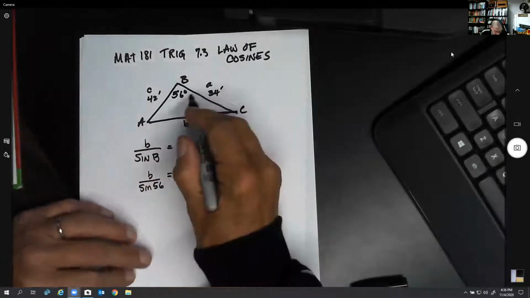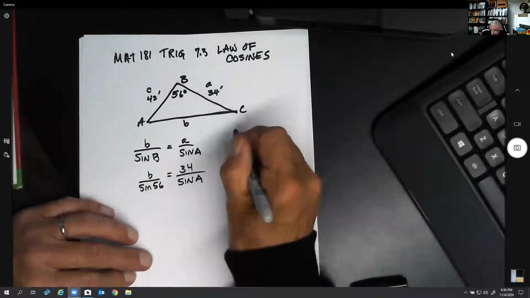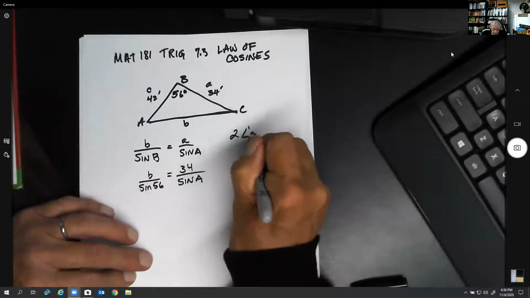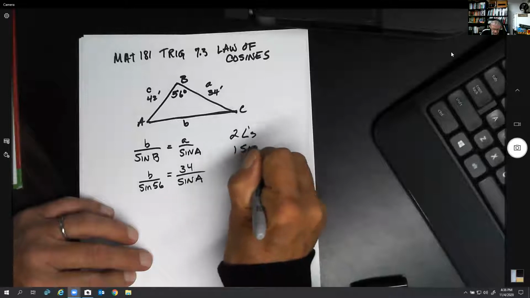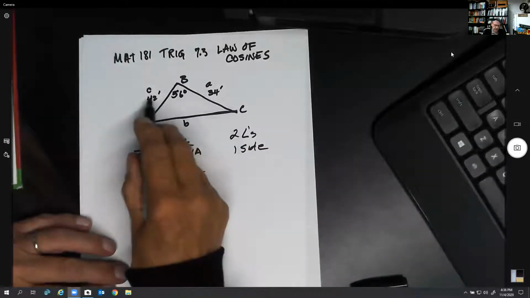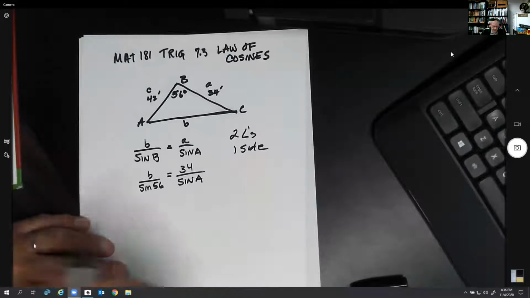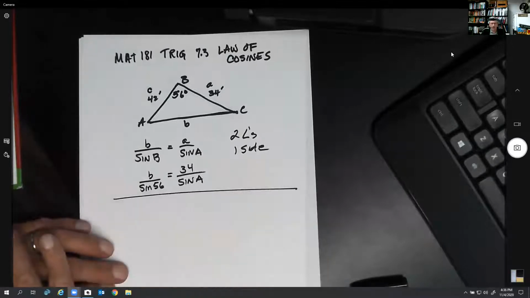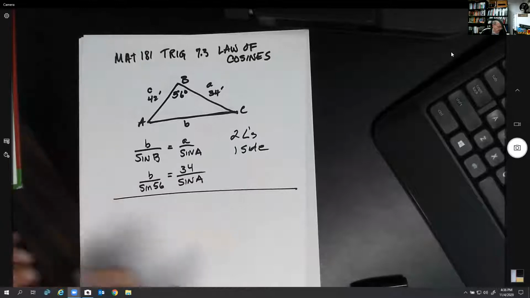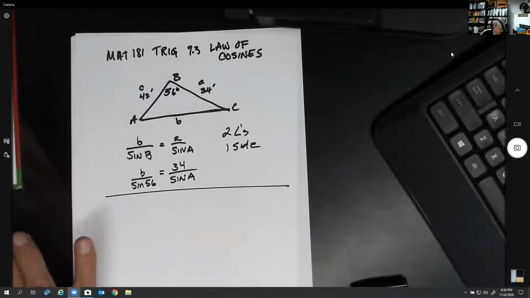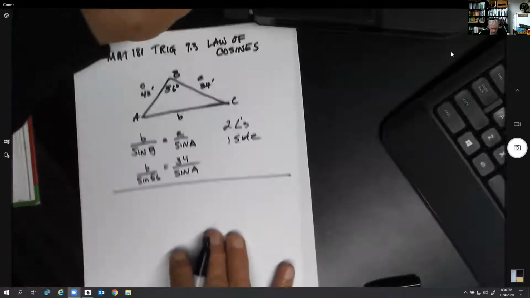To do the law of sines, we need two angles and one side. You see, here we have two sides and one angle. So we can't really solve this problem. But fear not, we have another law called the law of cosines.